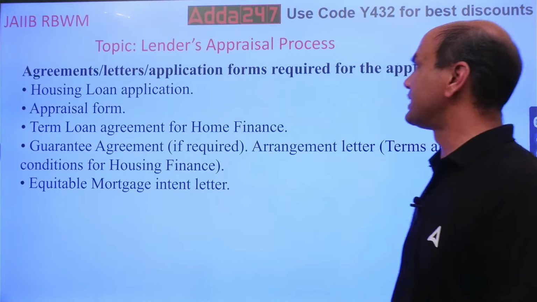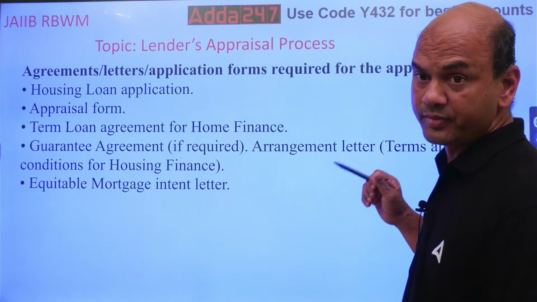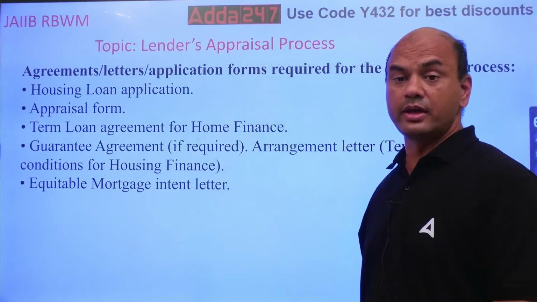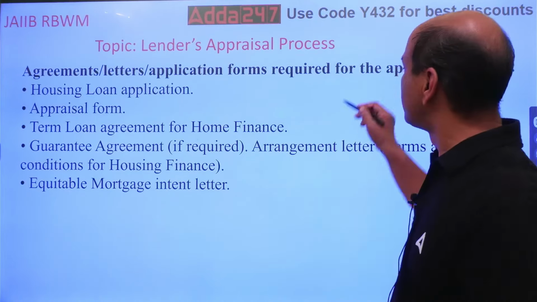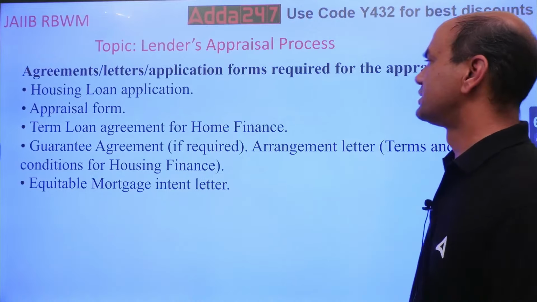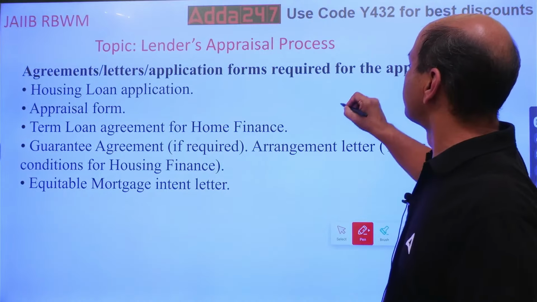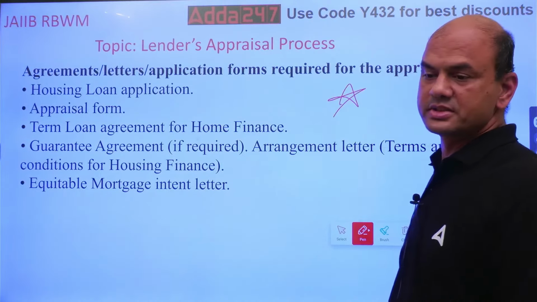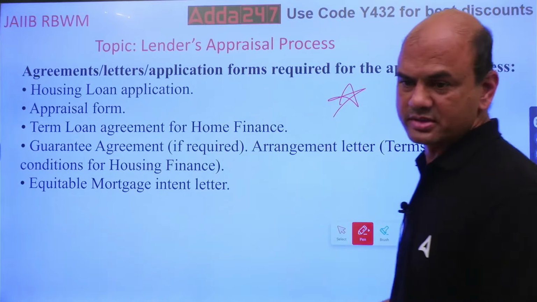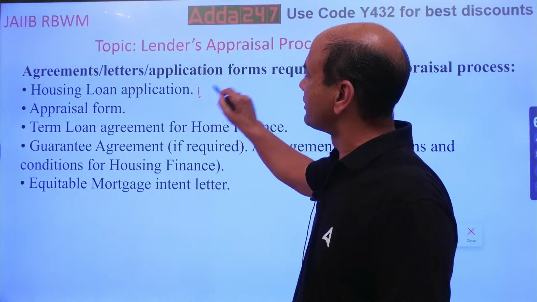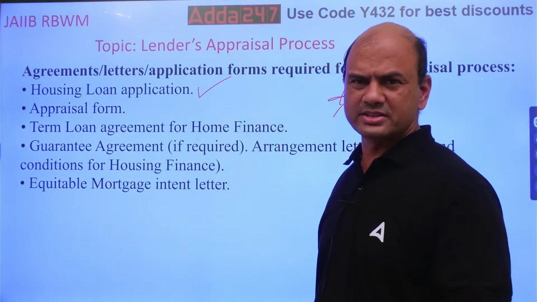Agreements, letters, application forms required for appraisal process. Now, this is the core point of your lender's appraisal process. Very core. You will surely get a question on this. Be sure about this. Be sure, on the documents. Definitely. First is the home loan application, but that's obvious. Home loan application should be there. Without an application, you can't work. Already I have discussed this point.